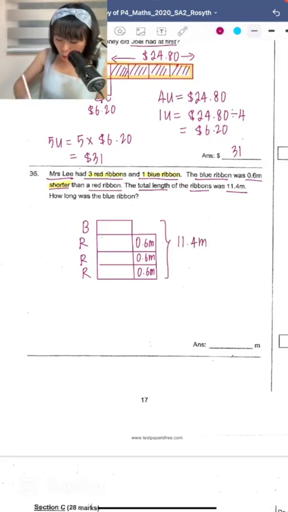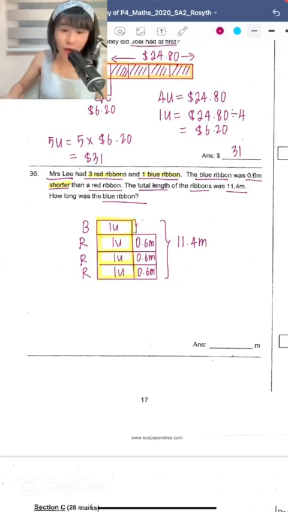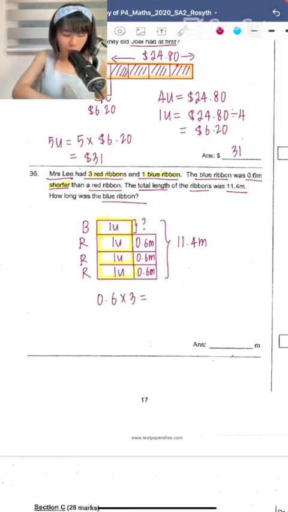So how long was the blue ribbon, which is here? All the parts that are the same, like all these units here, you can label them as 1 unit each. And the question is asking for how long is the blue ribbon. We are actually finding 1 unit. So first of all, let me get rid of all this excess 0.6 meter first. I will take 0.6 times 3. You can do the working out, and that will give you 1.8.